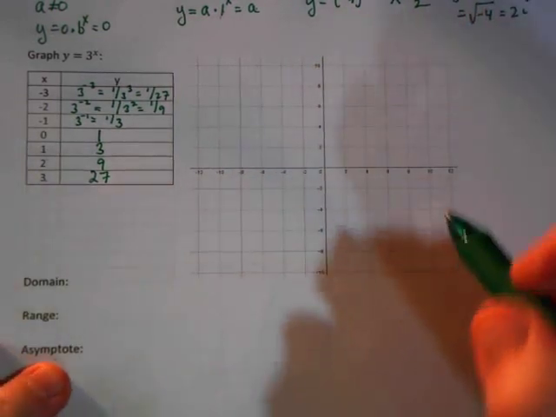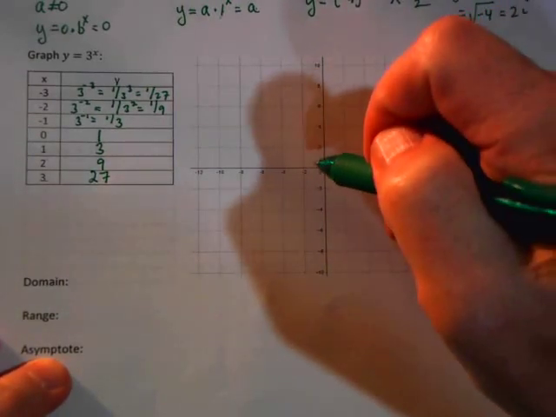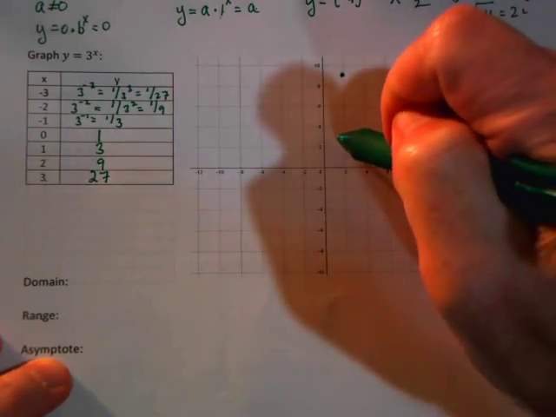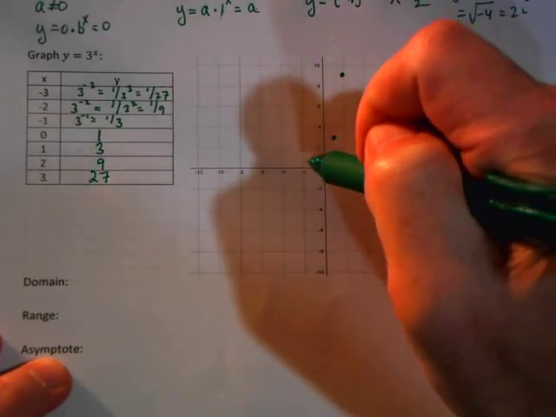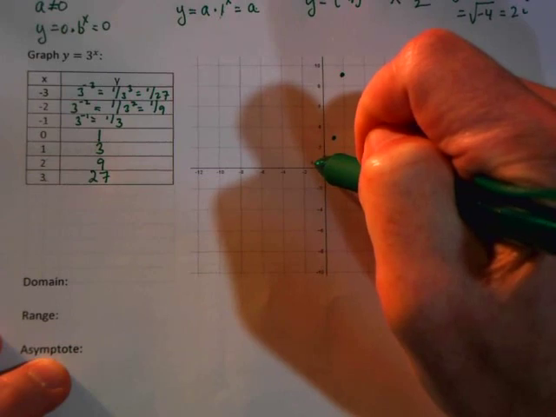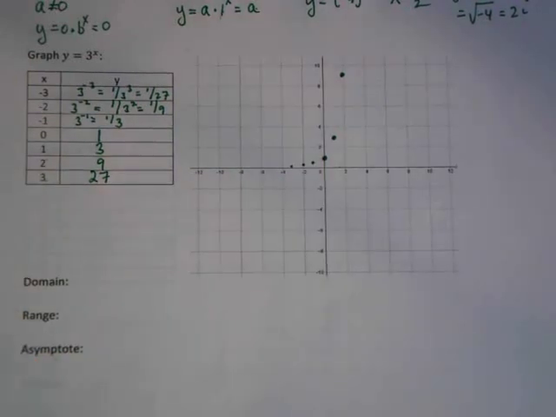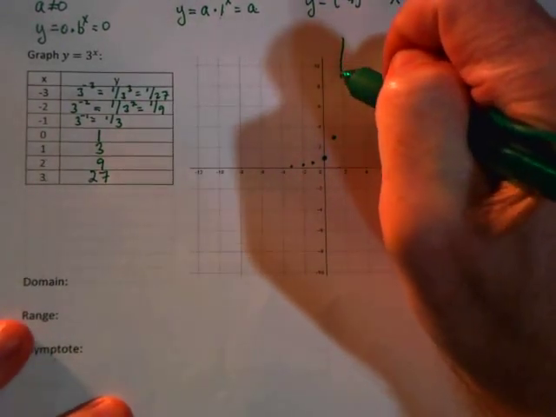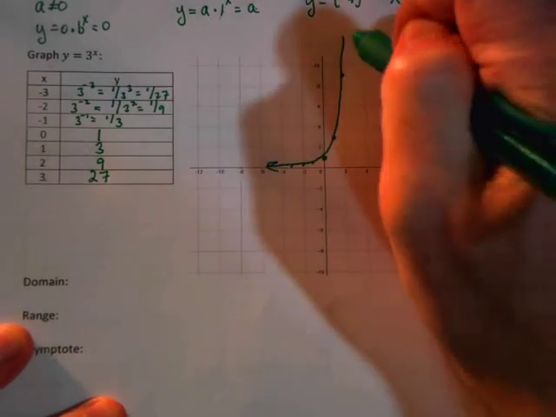Alright, so let's draw this graph here. 3 cubed, 27, that's way up off the grid. 2, 9. 1, 3. 0, 1. Negative 1, 1/3. Negative 2, 1/9. Negative 3, 1/27th. And you see what's happening there. Those dots are getting really, really close to 0, but they will never equal 0. I'll always have 1 over a positive number. So our graph has this shape. Like so.